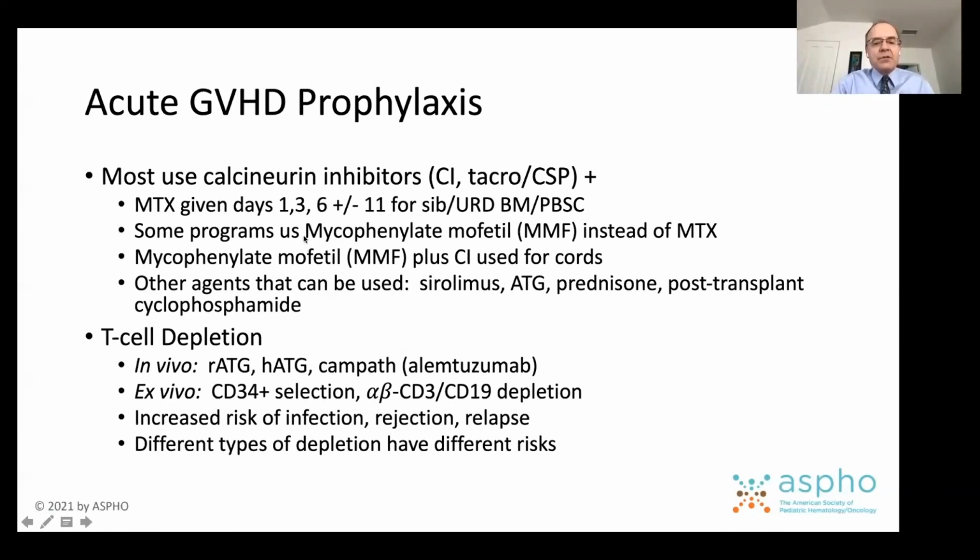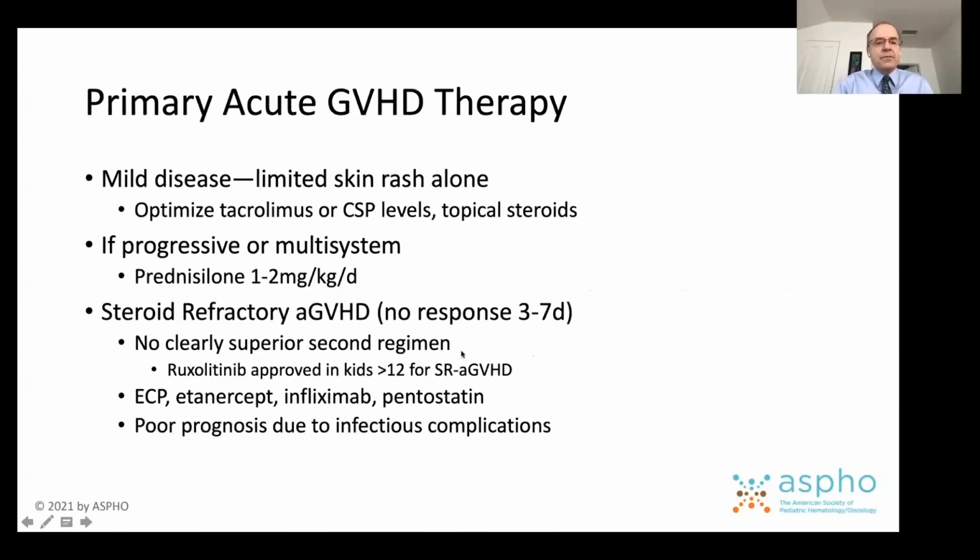Some centers actually use mycophenolate instead of methotrexate, but that does lead to a little bit higher rates of graft versus host disease. Mycophenolate is definitely used along with calcineurin inhibitors for cord, and that has been shown to be very efficacious. Other agents are sometimes used as well. T-cell depletion can also be used. There's the in vivo and ex vivo approaches that I've mentioned previously, and each of these types of depletion has different risks.